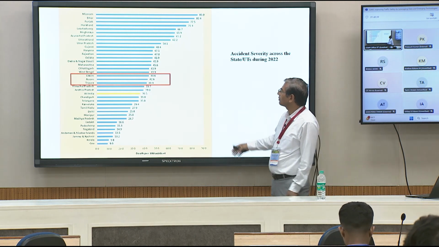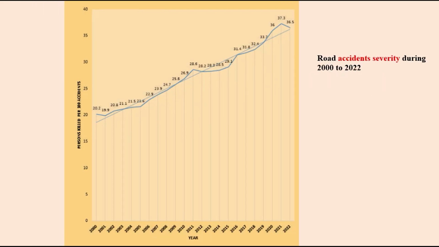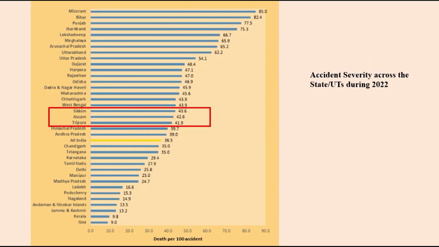In similar cases, if you see Sikkim and Assam, they are at 42.6, where the national average is 37, which we had seen in the previous slide. So 37 is nationwide, and this is state wise. Even some of the states which are not hilly still have much higher death rates per accident. So this is one figure which quickly tells about the road safety scenario in a particular state, if they do not have a special terrain.